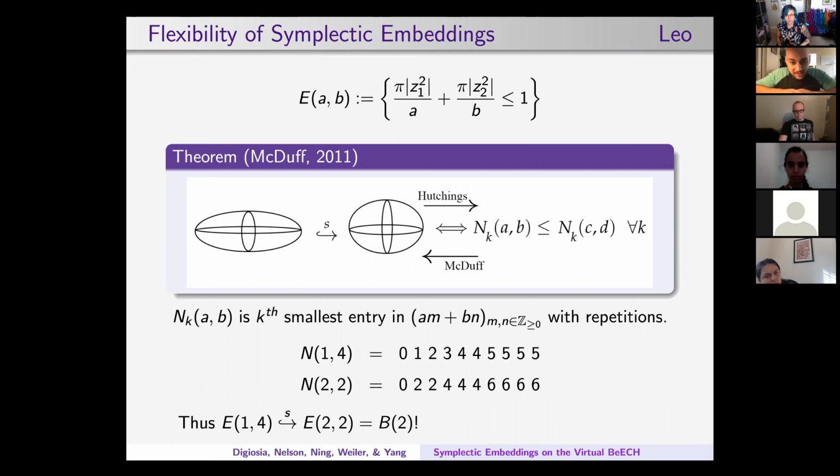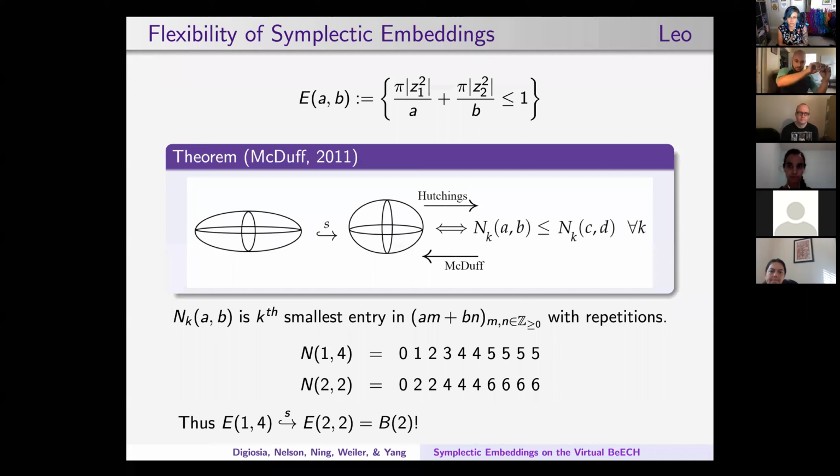To make this sequence N, you look at every non-negative integer linear combination of the 2 quantities A and B. So you get this big old array of real numbers, and you arrange them into a non-decreasing sequence, keeping track of multiplicities. So you have this long sequence of numbers, and that's the sequence associated to those 2 parameters.